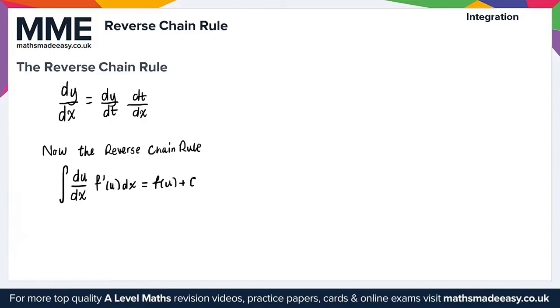Now the easiest way to spot when we can use this result is to look for a function and its derivative. Okay, and this formula here will make a lot more sense when we come to the example on the reverse chain rule. Okay, so for now that's just the formula for the reverse chain rule.